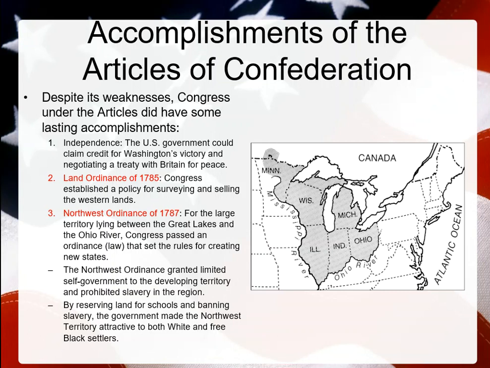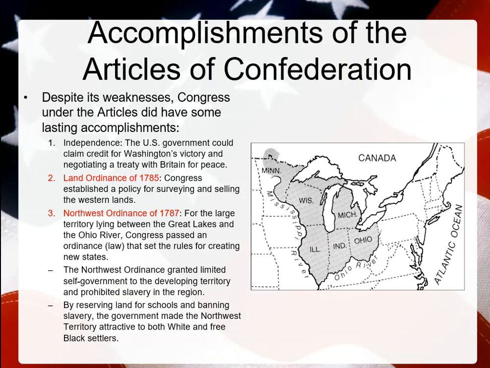The Northwest Ordinance of 1787 covered the large territory lying between the Great Lakes and the Ohio River. If you look at all this territory here that's shaded in, that would be the Northwest Ordinance. Congress passed an ordinance, or a law, that set the rules for creating new states. The Northwest Ordinance granted limited self government to the developing territory and prohibited slavery in the region. So again, we see that there are attempts by the colonists to put an end to slavery.